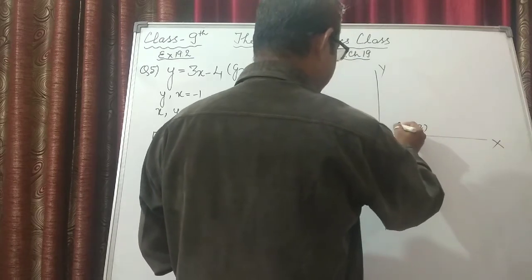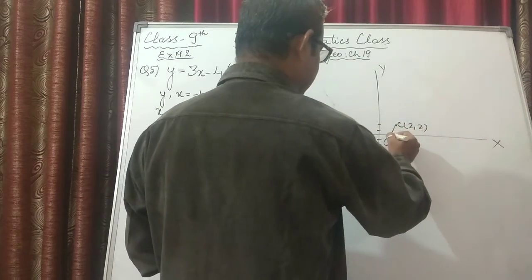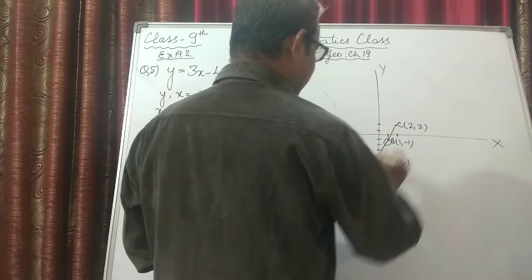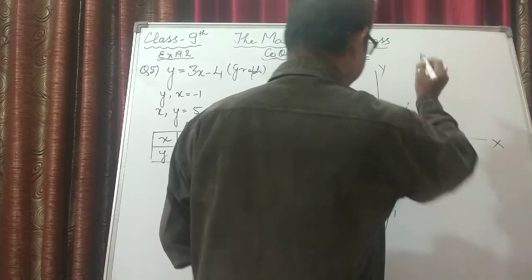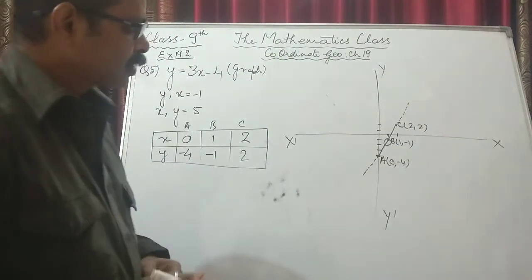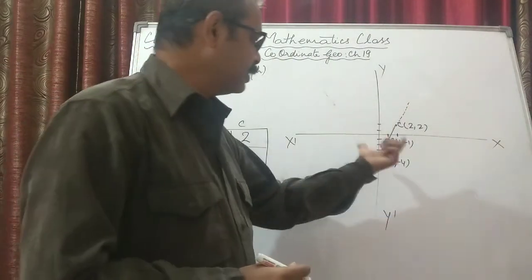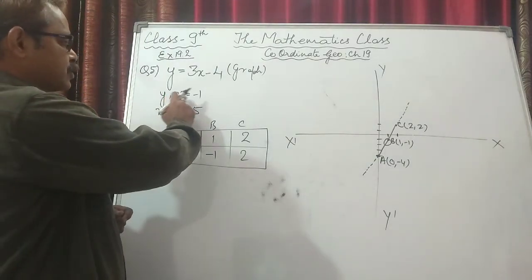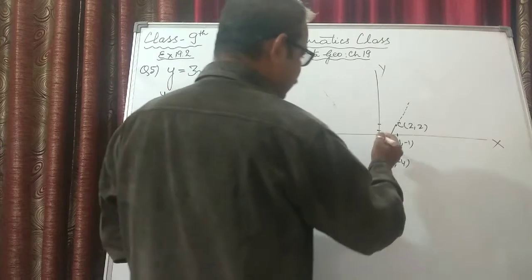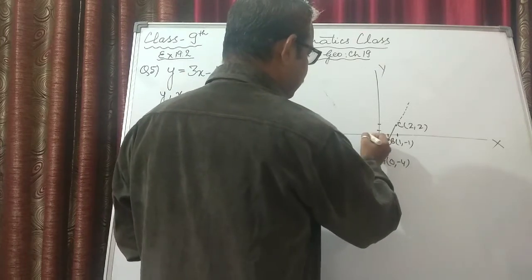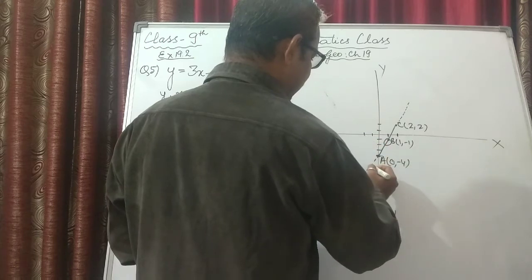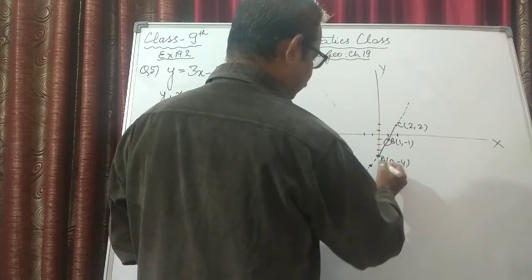Now when we join them, I hope you can see that we get a straight line, something like this, that has been extended in both directions. If you use graph paper, you will get exactly the straight line. Now they say what is the value of y when x is equal to minus 1. x is minus 1 means somewhere here. It means it will be somewhere at this point.